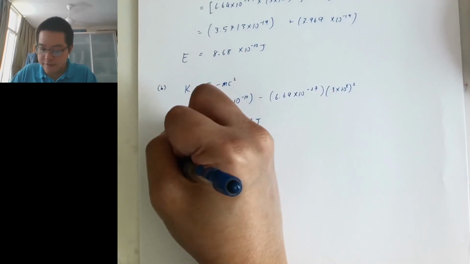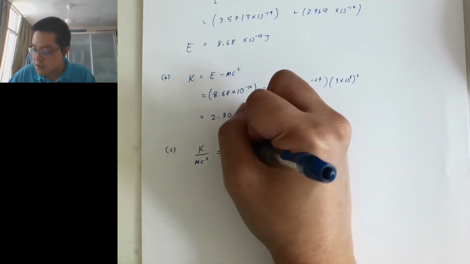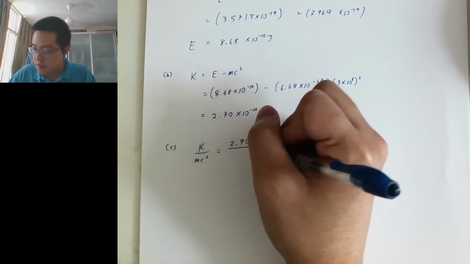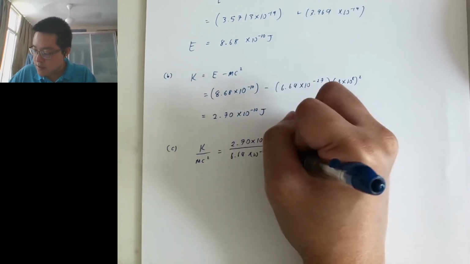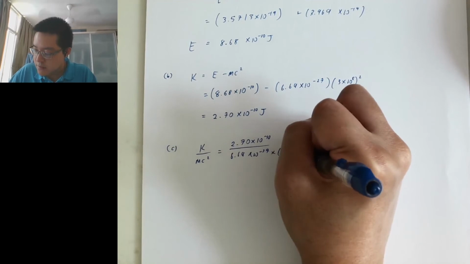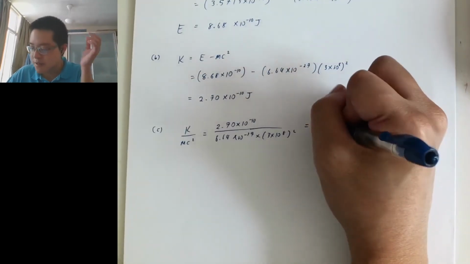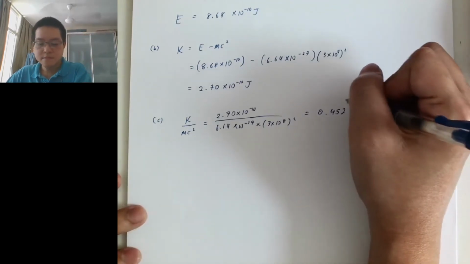Okay, and finally I want to find the ratio between the kinetic energy and the rest energy. So you just divide these two numbers. mc squared was 6.64 times 10 to the 27 times the speed of light squared. So all these are numbers, right? The calculation is pretty boring, but the ratio is about 45%.